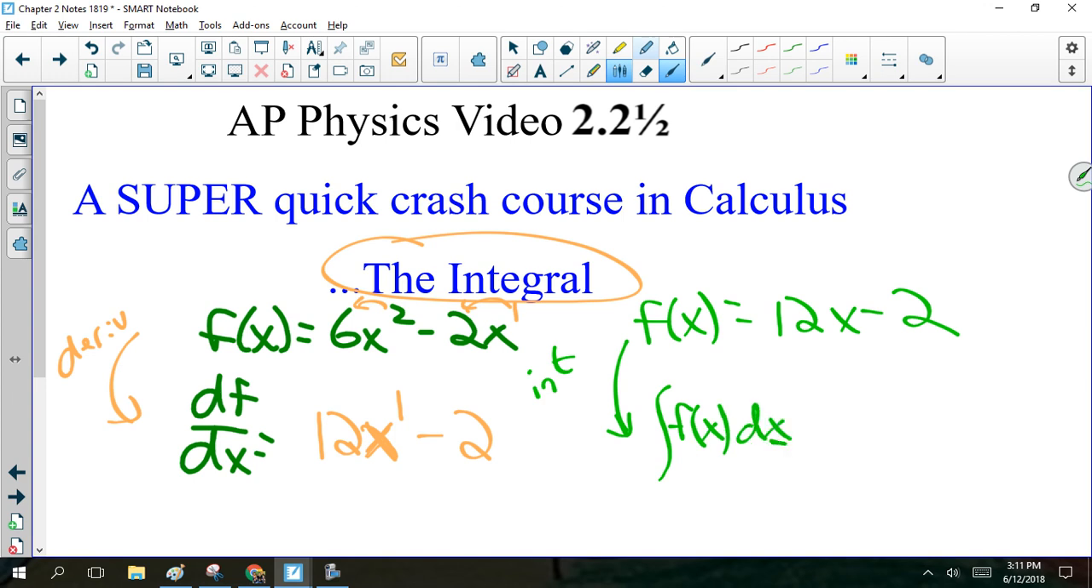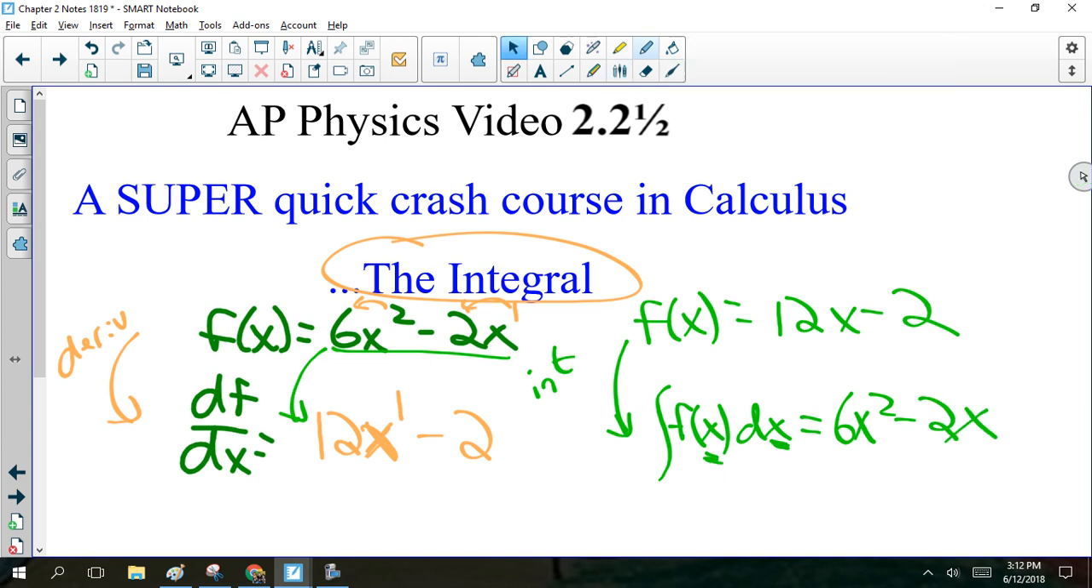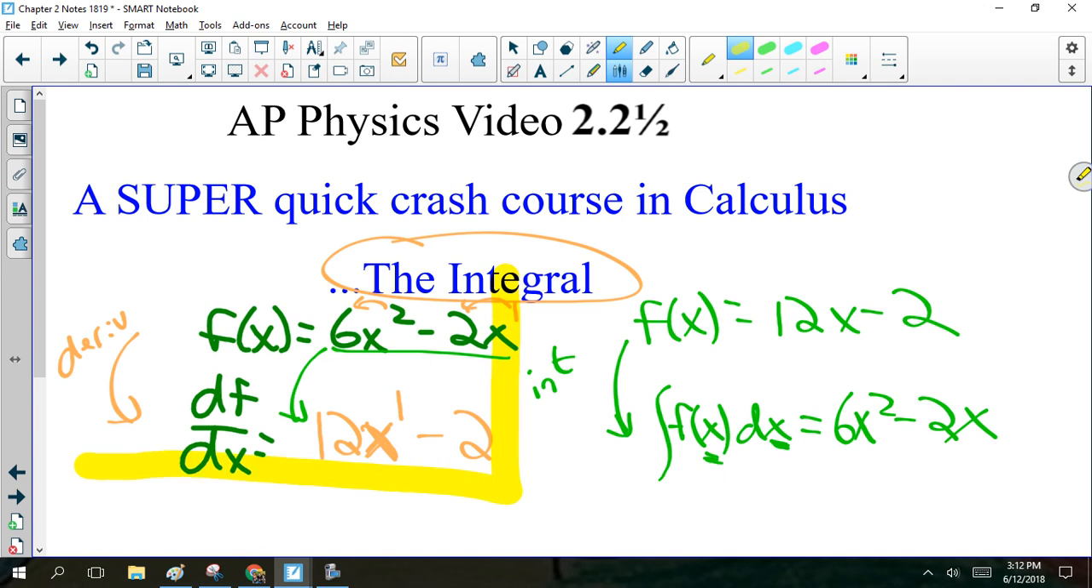Notice this variable will match whatever's on your horizontal axis, whatever thing I took the derivative of to get this. So over here, the derivative of 6x squared minus 2x gave us this. Now taking the integral goes the other way: 6x squared minus 2x. The derivative is what we were working on before. Integral just goes the other way.